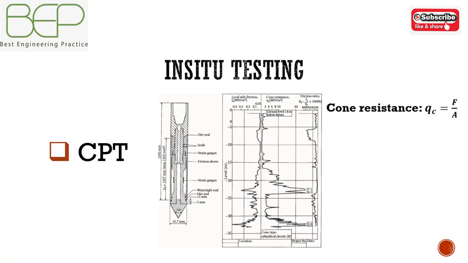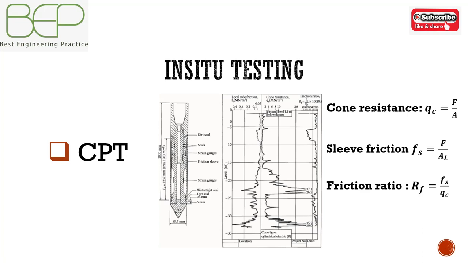The cone resistance is calculated by dividing the force necessary to advance the cone by its 10 cm² cross-sectional area. The sleeve friction is calculated by dividing the vertical shear force on the friction sleeve by its 150 cm² surface area. The friction ratio is obtained by dividing sleeve friction by cone resistance. Typically, near continuous plots of qc and fR are produced as a function of depth.